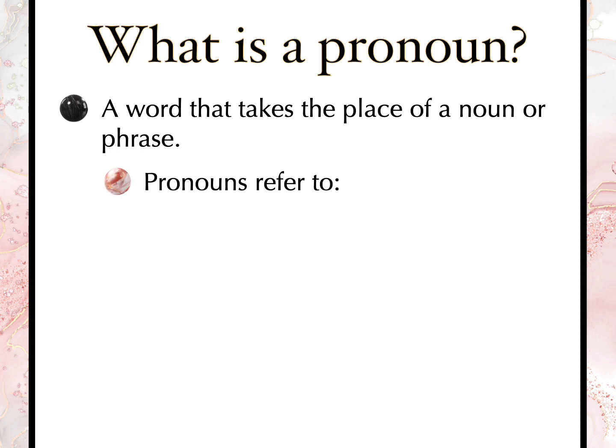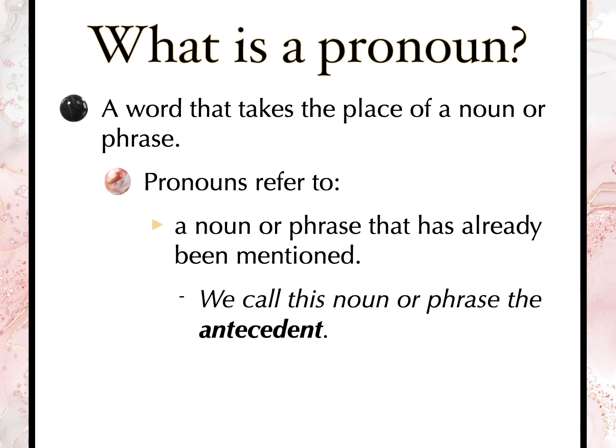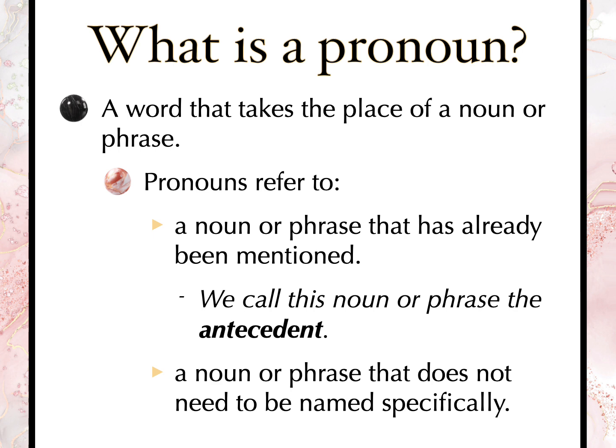A pronoun can refer to a noun or a phrase that has already been mentioned, typically within the same sentence or the same paragraph. We call that noun or phrase the antecedent. A pronoun can also refer to a noun or a phrase that does not need to be named specifically. Pronouns like nobody or anybody are standing in for a group of people that we don't actually have to define in the sentence or paragraph or possibly even in the entire written piece.